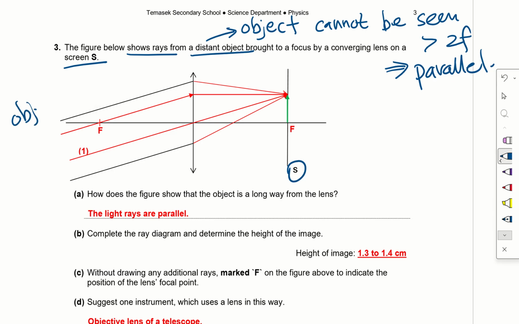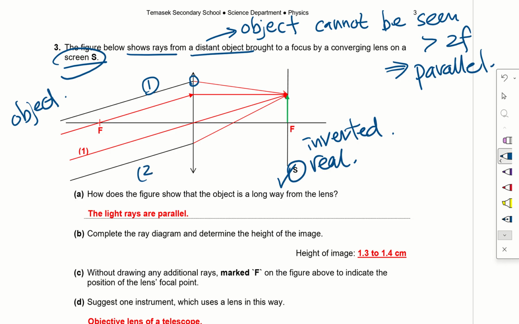So object is over here, right? So if something can be captured on a screen, that means the image must be real, and inverted and real, right? So the screen is given to us just like question 2. So we have one light ray, this first light ray, okay? But we don't know how this light ray will bend, right? The red color one is the answer, okay? So this is the first light ray given to us.